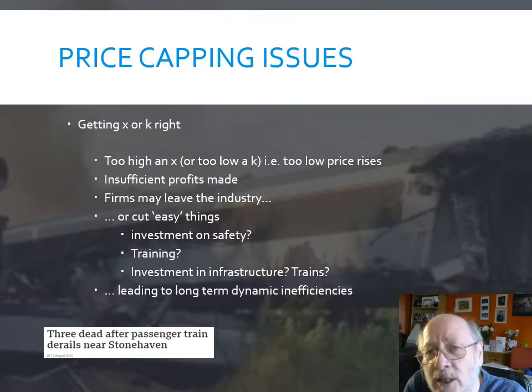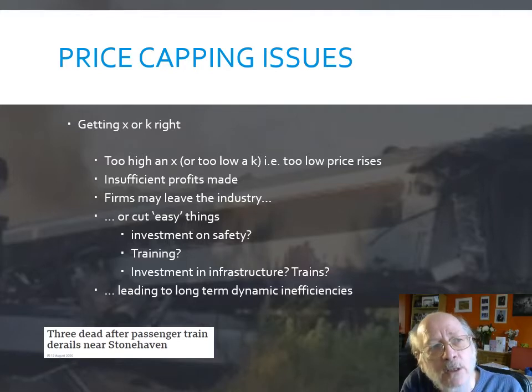Now, the easy things are typically those things that will have an impact in the long term or haven't been spent yet. So, for example, investment on safety, investment in training, investment in infrastructure or trains. Now, that could lead to long-term dynamic inefficiencies. The human example of that is shown on the back of this slide, where you can see a train crash because possibly they did not invest sufficiently in safety, and that led to 3 people losing their lives. That is what I mean in practice by dynamic inefficiencies.